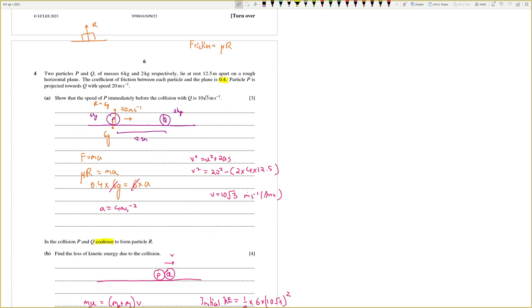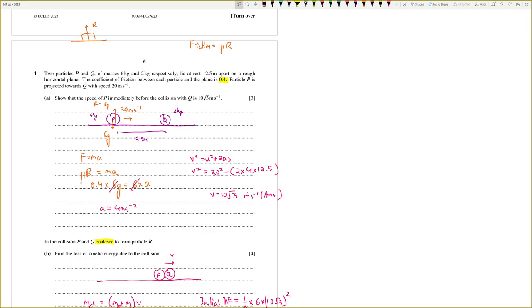So two particles P and Q of masses 6 kg and 2 kg respectively lie at rest 12.5 meters apart on a rough horizontal plane. The coefficient of friction between each particle and the plane is 0.4. Particle P is projected towards Q with speed 20. P has a mass of 6 kg and Q has a mass of 2 kg. Now show that the speed of P immediately before the collision with Q is 10 root 3.